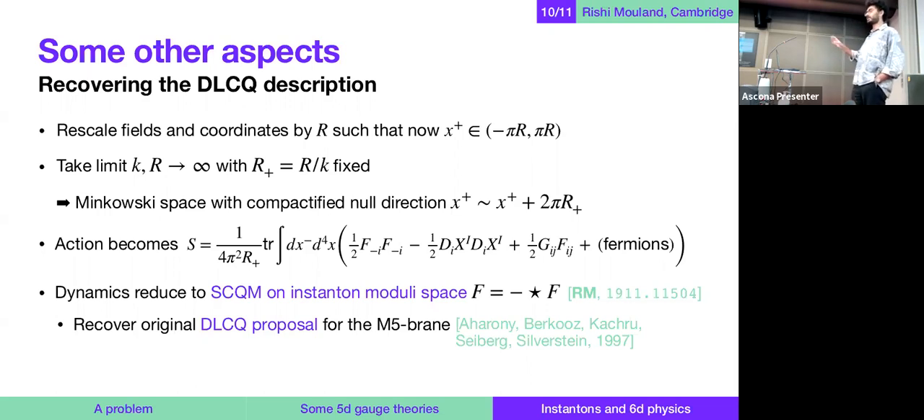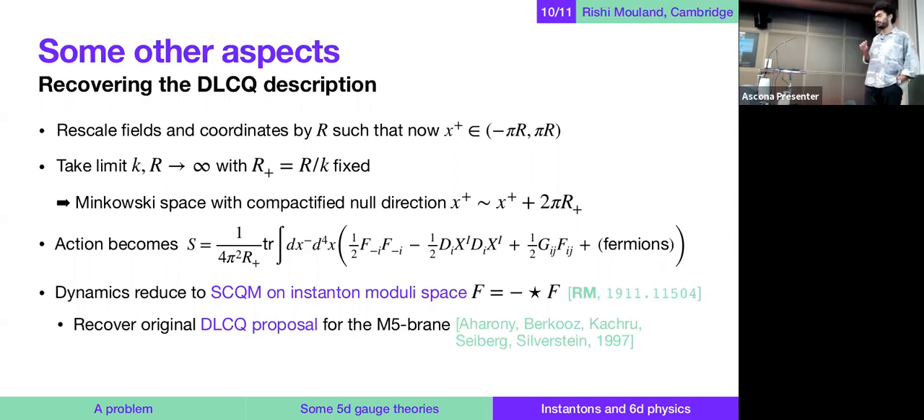And my action simplifies a lot. Basically, anywhere I saw an omega ij gets scaled away. And in particular, now this Gij just imposes the anti-instanton equation. And a few years ago, I worked out how to actually do this explicitly for this model and work out what is basically a supersymmetry preserving deformation of superconformal quantum mechanics on instanton moduli space. This is kind of the content of the original DLCQ proposal for the M5 brane.